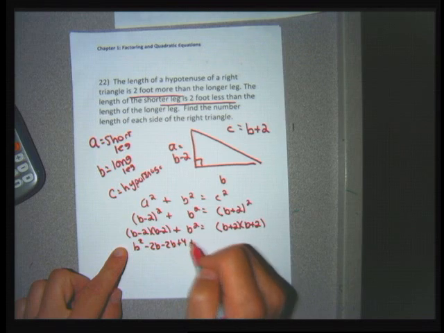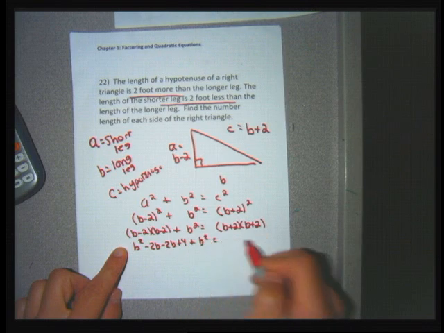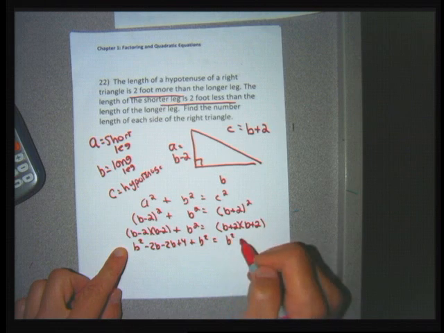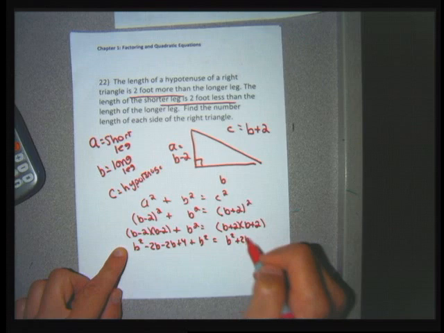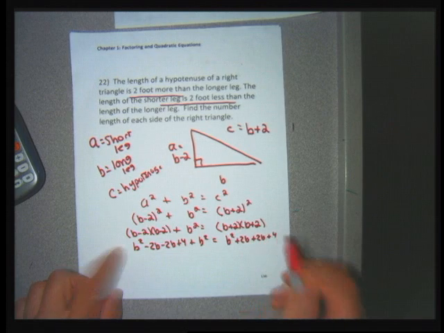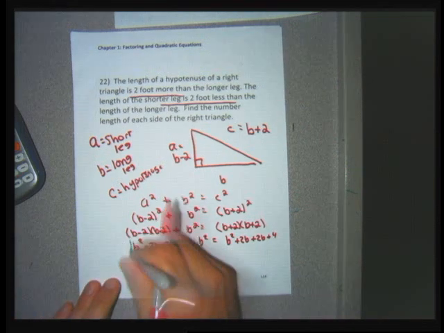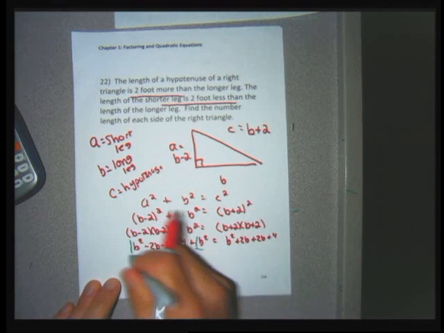Bring down the b squared. Right side, first, b times b is b squared. Outers, b times 2 is plus 2b. Inners, 2 times b is plus 2b. Last, 2 times 2 is 4. And on the left side, I need to combine the b squareds.